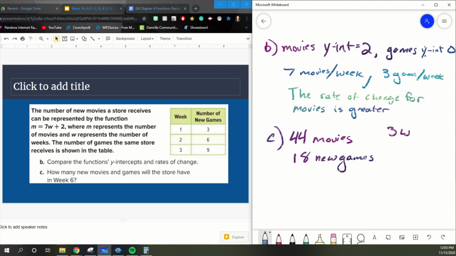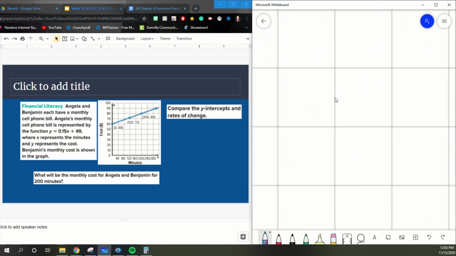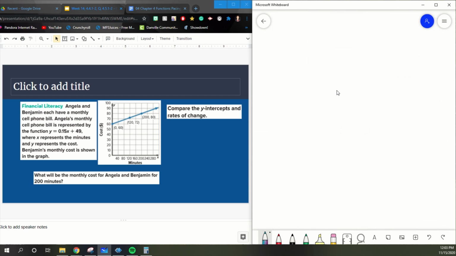Let's look at a different version of comparing, though. Instead of doing words in a table, let's look at a graph with words. Angela and Benjamin each have a monthly cell phone bill. Angela's monthly cell phone bill is represented by the function y equals 0.15x plus 49, where x represents the number of minutes and y represents the cost, and Benjamin's monthly cost is shown on the graph.